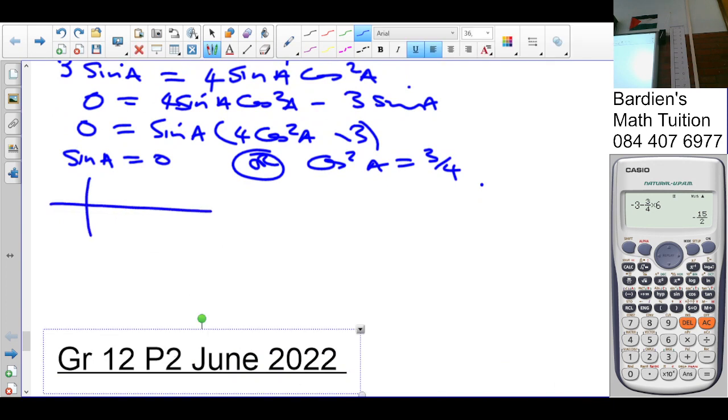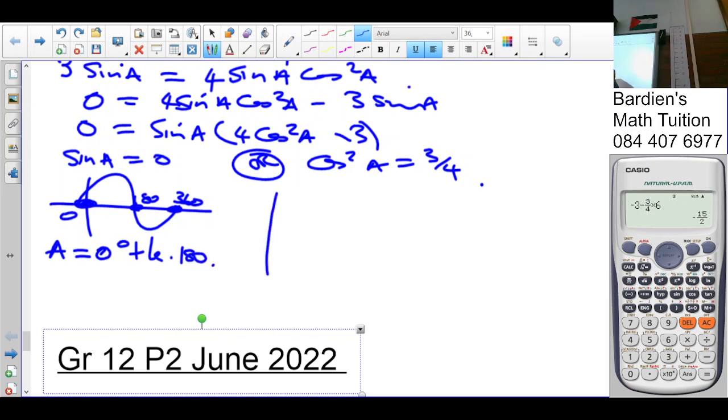You take it to the graph. That's your sine graph here. So it's 0 at 0, 180 and 360. So a is equal to, that happens every 180 degrees. Okay? So I could have written 0 plus k times 360 or 180 plus k times 360. Or I can write it as 1, which is 0 plus k times 180.